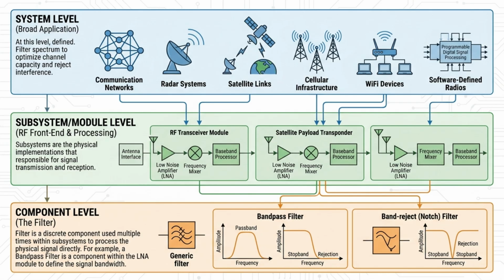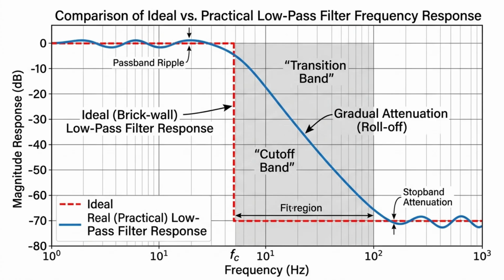At the system level, filters appear throughout communication networks, radar systems, satellite links, cellular infrastructure, Wi-Fi devices, and software-defined radios. Nearly every RF signal encounters multiple filtering stages before reaching its destination. Although filters are extremely powerful, no physical filter is perfect. Real filters cannot create infinitely sharp transitions between passbands and stop bands. Instead, frequencies near the cutoff region experience gradual attenuation, creating practical design trade-offs.